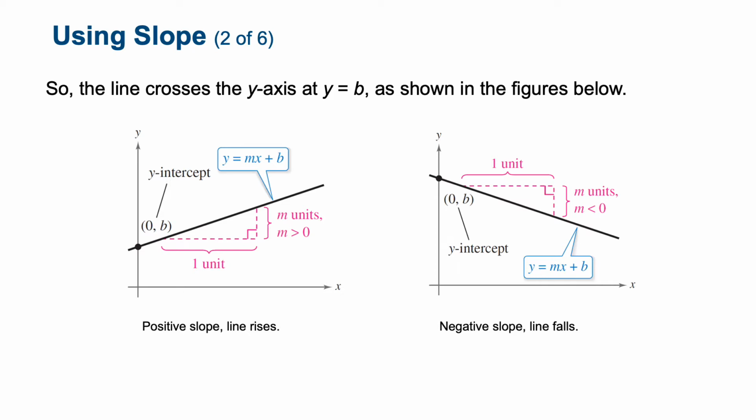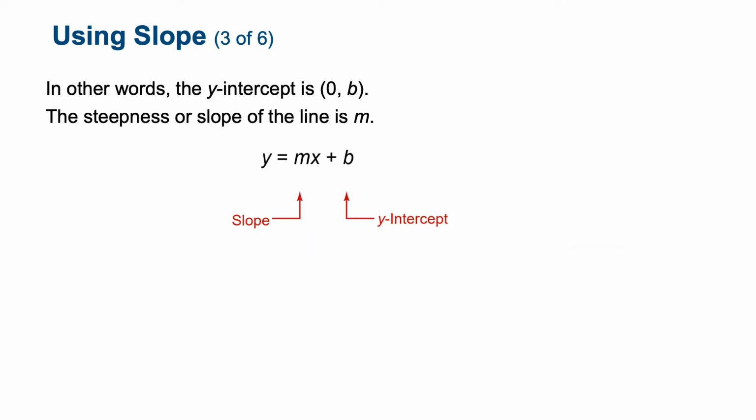So remember, if you have a positive slope, the line rises. And if you have a negative slope, the line decreases or falls as you're looking at the line from left to right. Okay, so just to restate that, the y-intercept is (0, b). The steepness or the slope of the line is represented by the letter m.